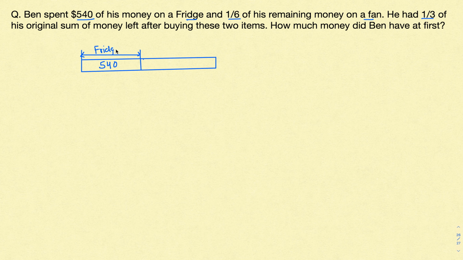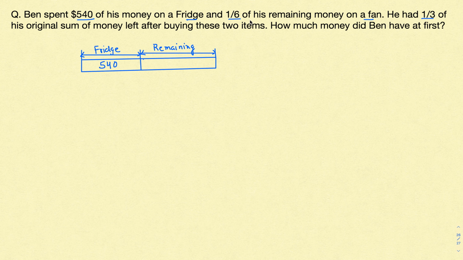So this is the fridge. After buying the fridge, this is the remaining amount he is left with. Let's label it that this is the remaining amount. Of this remaining amount, he spent 1/6 of it to buy a fan.